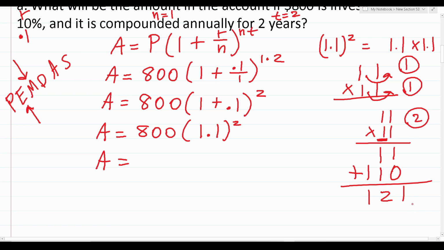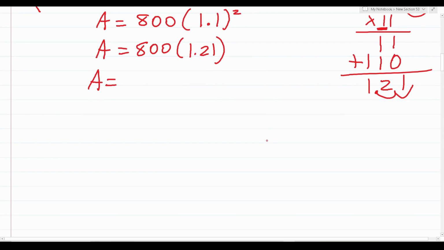Bring our two decimals back in. 1, 2. So this becomes 800 times 1.21. And that's going to be the final step that we have to perform to solve this one. And let's go ahead and do that down here. We have 800 times 1.21.